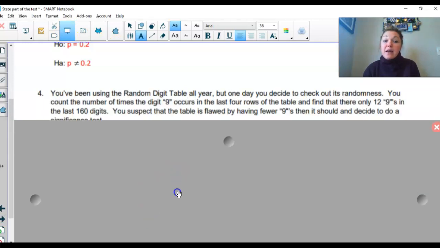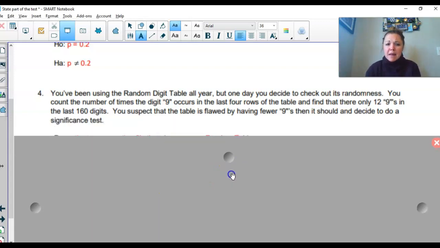You have been using a random digit table all year, but one day you decide to check out its randomness. You count the number of times the digit 9 occurs in the last 4 rows of the table and find that there are only 12 9s in the last 160 digits. You suspect the table is flawed by having fewer 9s than it should and decide to do a significance test. Again, same thing here. What is this story about? The true proportion of times that a 9 comes up on a random digit table, and you've seen that in stats this year.